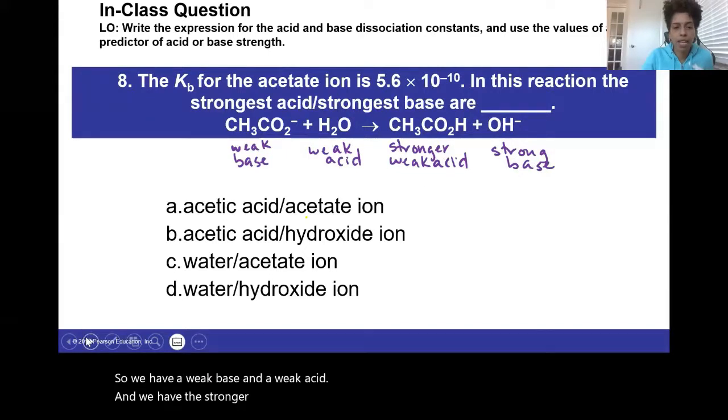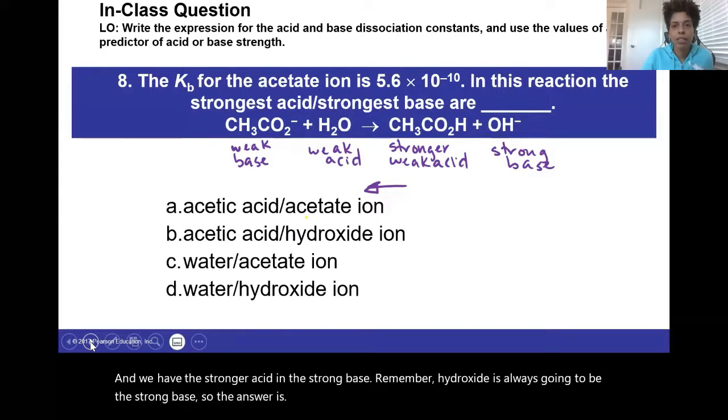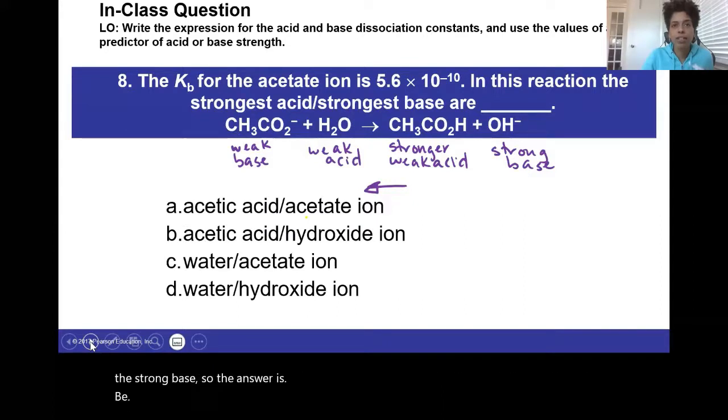Remember, hydroxide is always going to be the strong base. So the answer is B. Okay? Did everybody understand that? Does everybody get that?